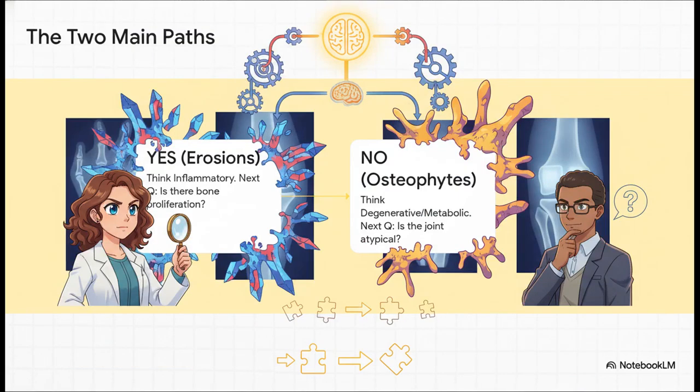And the answer to that one question immediately sends you down one of 2 paths. If you answer, yes, I see erosions or symmetric narrowing, then boom, you're in the inflammatory family. Your very next question is just, okay, is there any new bone being built? But if the answer is no, this looks like asymmetric wear and tear, then you know you're in either the degenerative or metabolic camp. And your next questions are things like, is this a weird spot for osteoarthritis, or is this destruction just completely over the top? And just like that, this giant puzzle with more than 90 pieces, it just becomes a simple series of choices. It shows you that it's not about memorizing everything. It's about knowing how to think and asking the right questions.